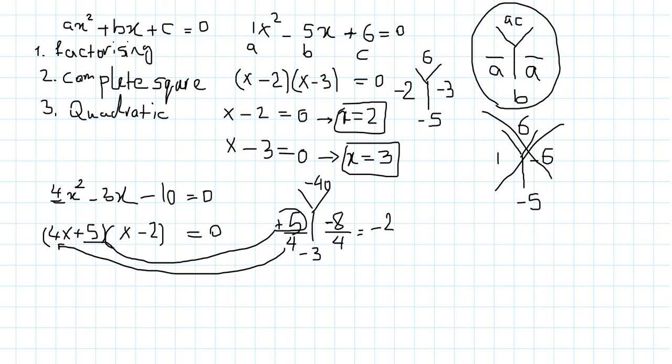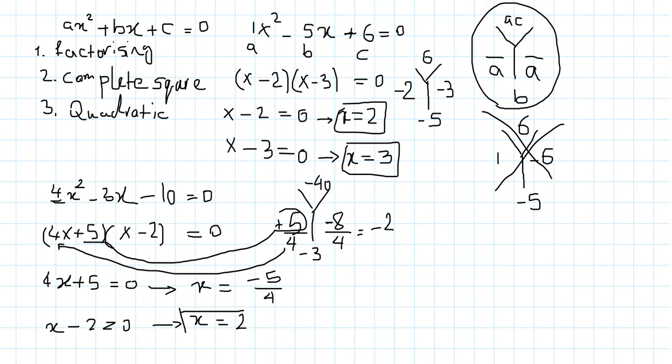Okay, these are my two brackets. Now one of my brackets is 4x plus 5 equals 0. Another is x minus 2 equals 0. Then here x equals minus 5 over 4, and here x is 2. So easily I solve them by factorizing. So when x squared has a factor, you use this way.